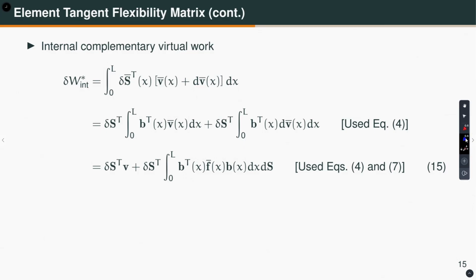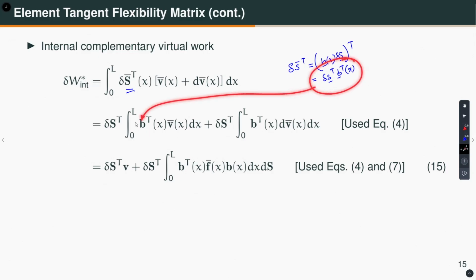Okay. Now, this quantity I am writing again, delta S bar transpose, as I did earlier. So, what is my S bar? This is Bx times S and then whole transpose, and this is delta. Okay. So, then this becomes delta S transpose B transpose x. This is what I have written here. Okay. V bar x remains as it is, this dx remains as it is.